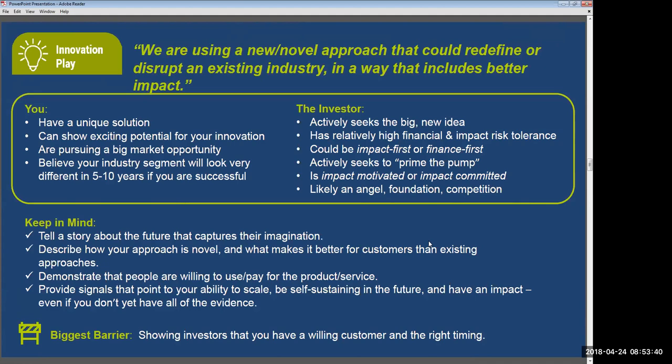This is usually something that you do when you're pretty early stage. Once you start to scale, people like to see more evidence and you usually shift to a different story. But the barrier in this one is showing investors that you have a willing customer, the right timing, and some sort of leapfrog idea. And again, if you're looking for fellowships or you're looking at competitions, this is commonly the frame that those competition judges are applying.